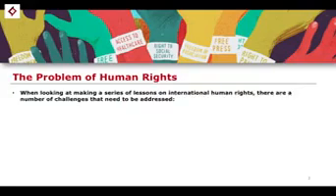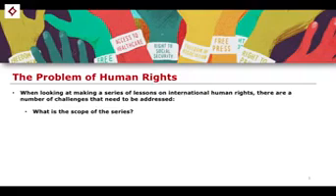So let's begin by thinking about the problem with human rights. When looking at making a series of lessons on international human rights, there are a number of challenges that I have had to address in this process. So the first of these is the question of what is the scope of this series of lessons? I've already mentioned previously that it is difficult to delimit where human rights law begins and where human rights law ends, and it's also important to remember that there are certain specific areas of international human rights law that probably merit their own series of lessons in and of themselves.